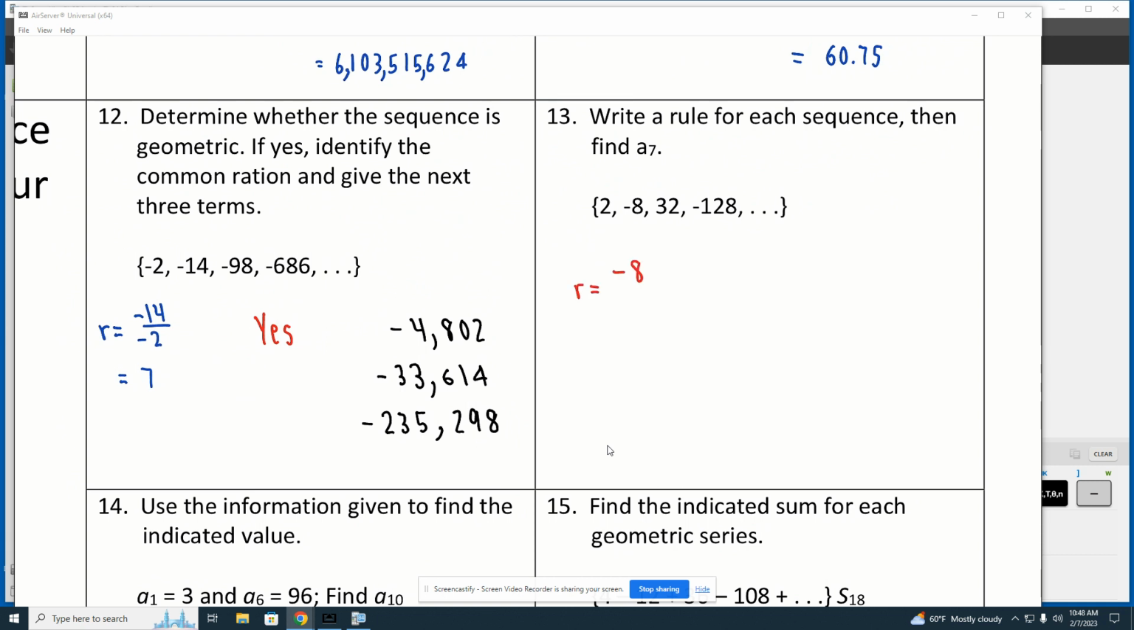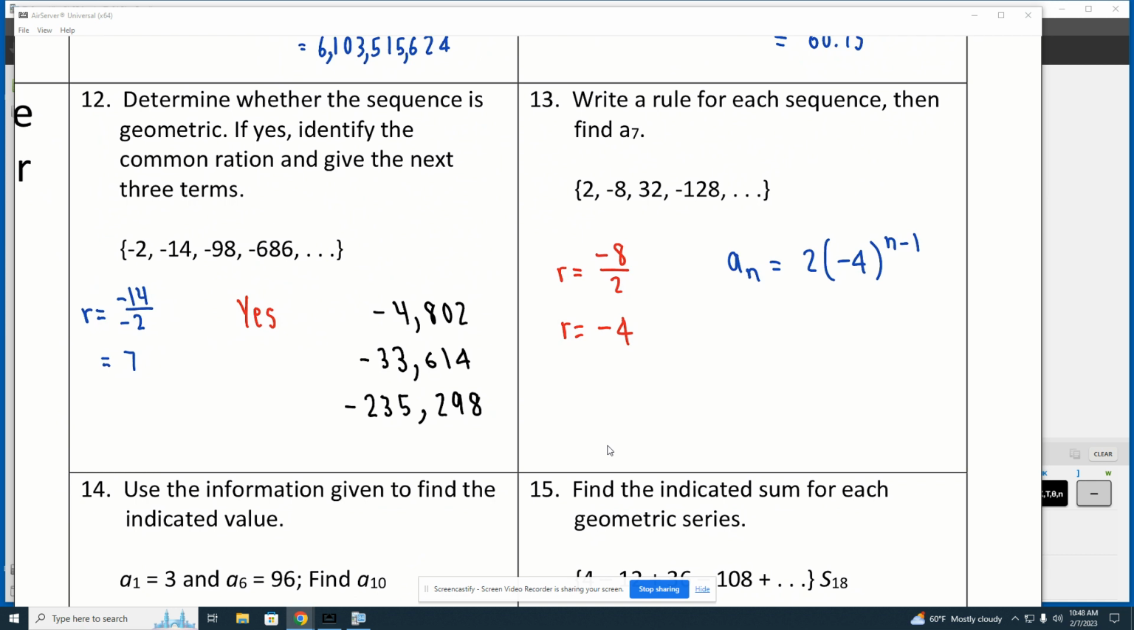Negative 8, the second term, divided by 2, the first term. What's negative 8 divided by 2? So we've got everything we need now to write our equation. It's that easy. A sub n equals the first term, 2, times r raised to the n minus 1 power. That's my rule. It's that easy. We can't simplify it. It's done.